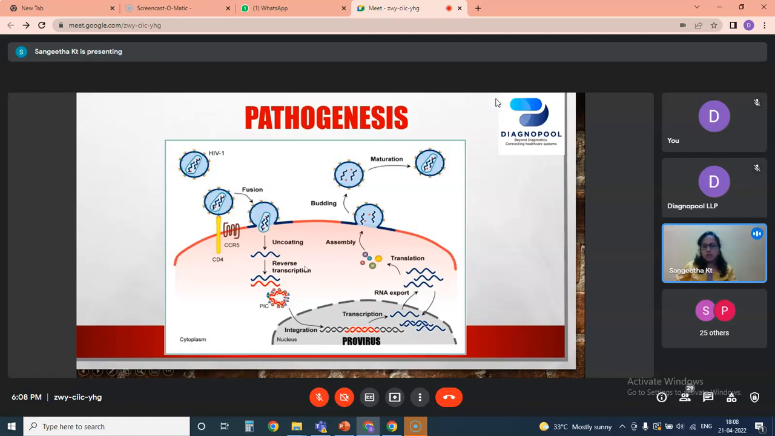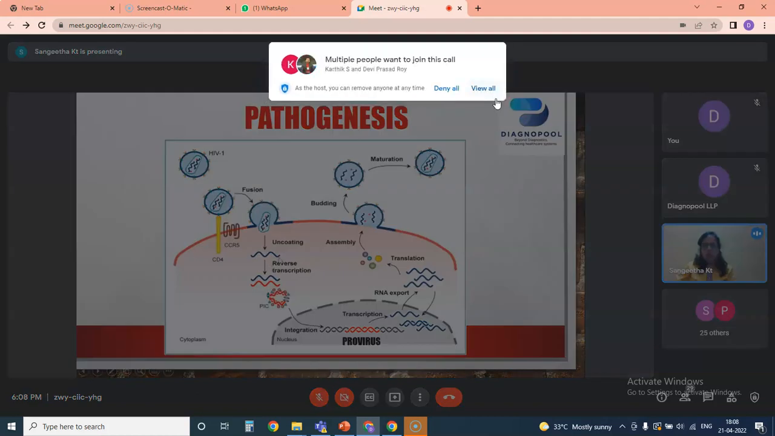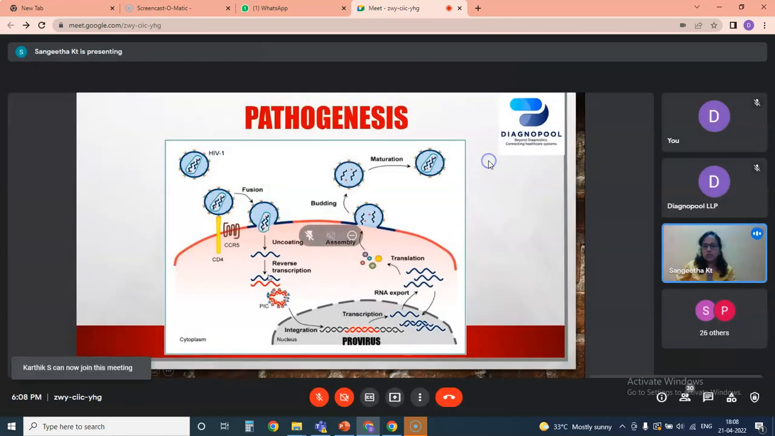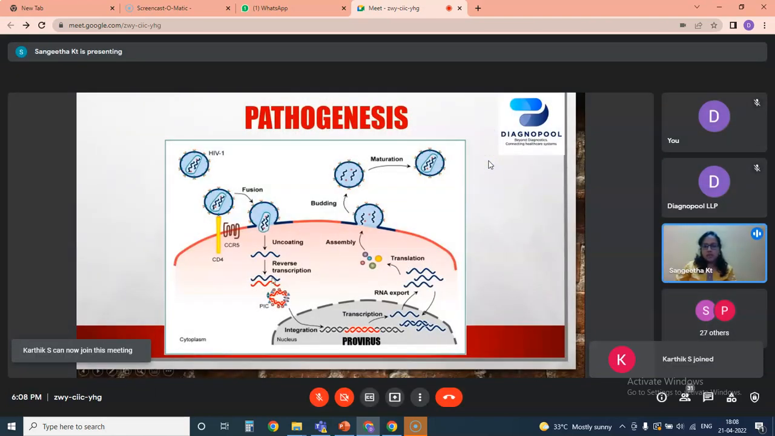Now I have told you about the reverse transcriptase enzyme which is present in the HIV virus. This reverse transcriptase transcribes the RNA into DNA, and then one more strand of DNA is formed, and this double-stranded DNA gets into the nucleus of the host cell, where it gets integrated with the host cell nucleus, and it forms the provirus.